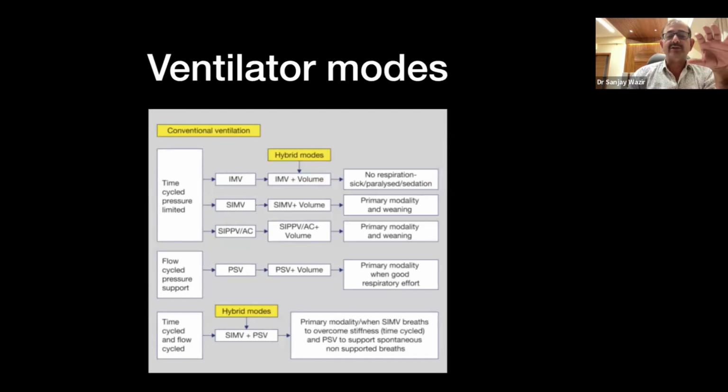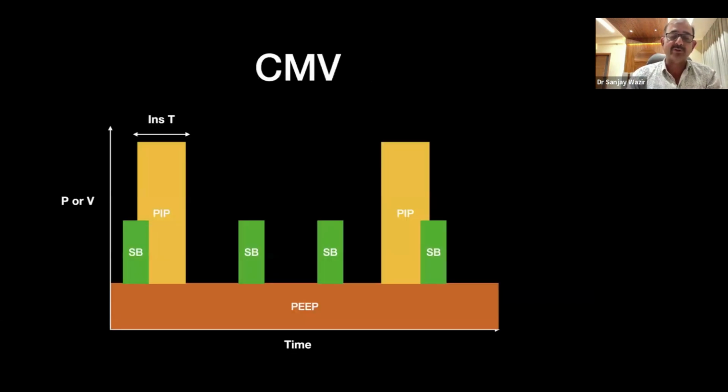So ventilator modes earlier used to come as very simplistic. When we started our residency, there was only CMV or SIMV, and then we started learning. By the time we were leaving, people started gathering interest in other modes, and I remember towards the end of my DM, we started using SIPPV or assist control, and that too very sparingly. But now we have hybrid modes, which Ashish is going to talk about, where you have a combination of various modes, like Dr. Rajesh was saying, SIMV with pressure support, that kind of a mode.